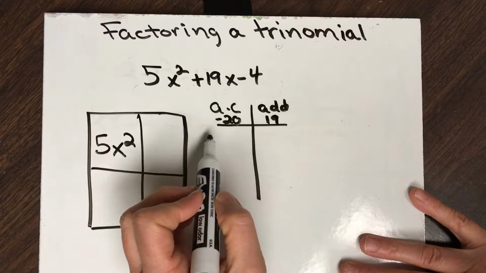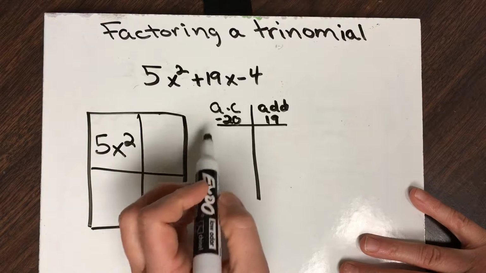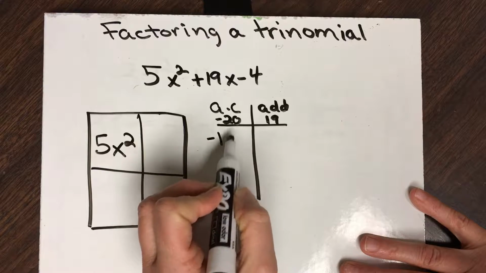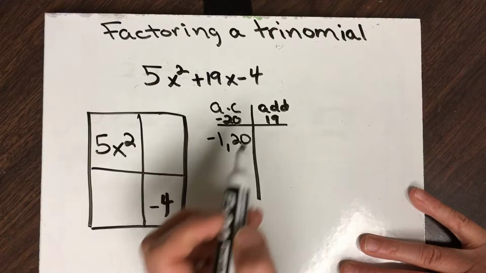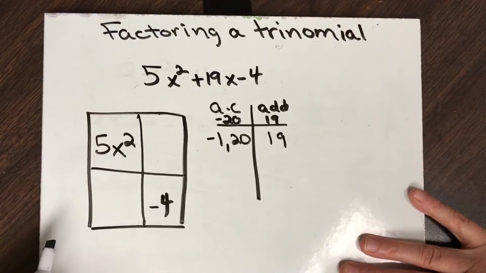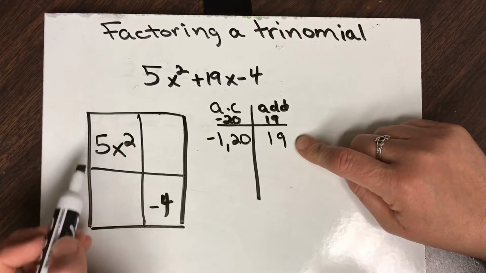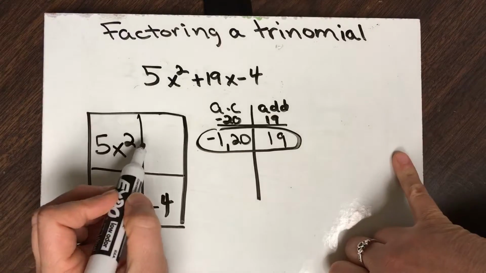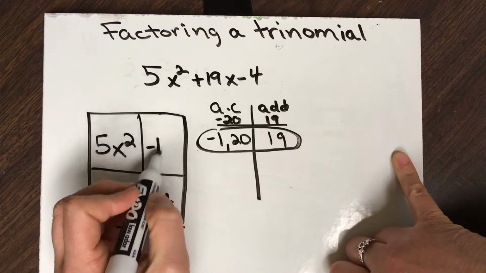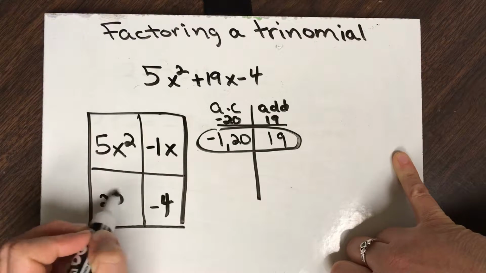So the factors of negative 20. We want a positive number here, so we want our negative number to be the smaller one. And in this case, we get to 19 right away. So here are our factors that we're going to be working with: a negative 1x and a 20x.